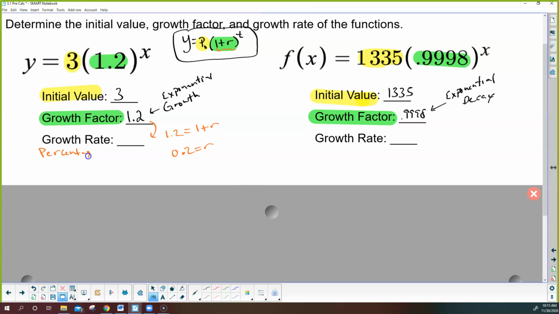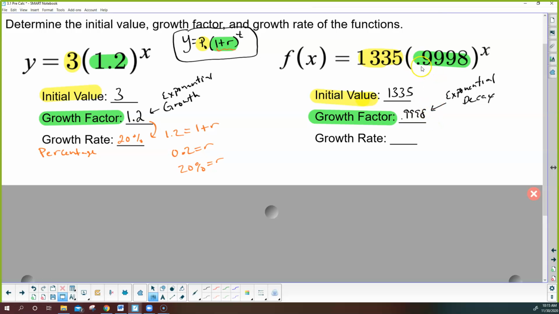So we're just going to do that every time. So what is that? 0.2 is 20%. We just move the decimal spot 2 spots to the right. So that means that if this was a bank account and I put $3 in and I got a 20% interest rate, this would be the equation I could use to figure out how much money I would have after X amount of years.